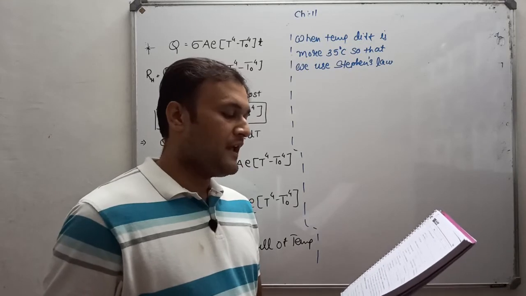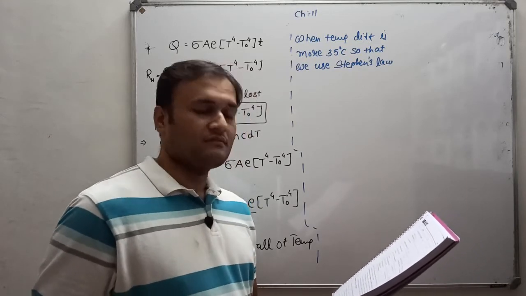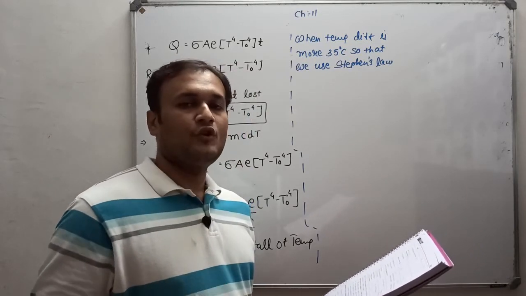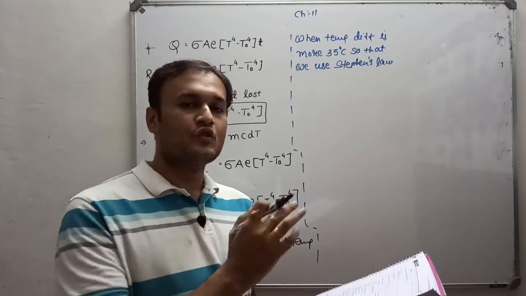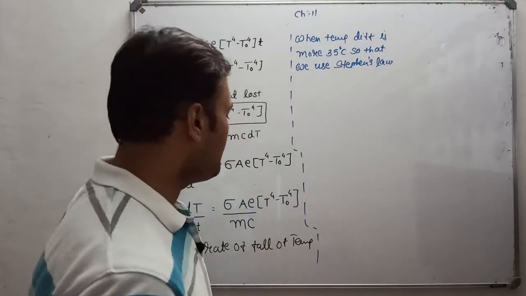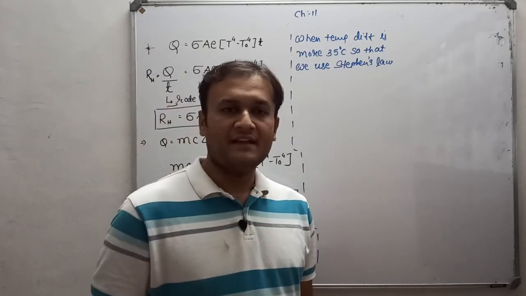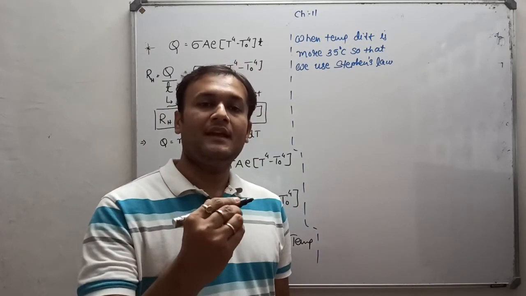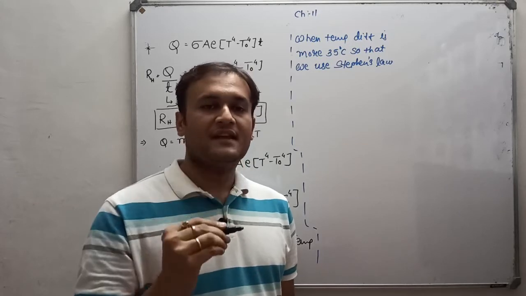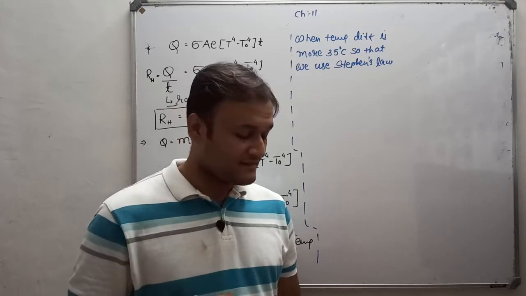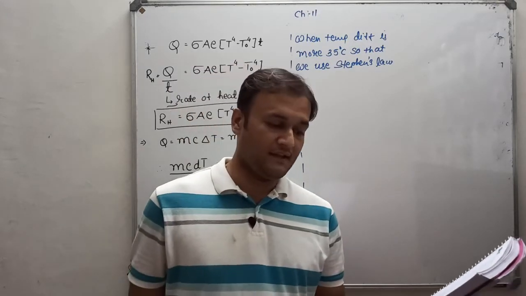RF is proportional to A upon V. In short, the area will be more, the volume will be decreased. So RF is proportional to A upon V. When does RF increase? When A will increase and V will decrease. At this time RF will increase.